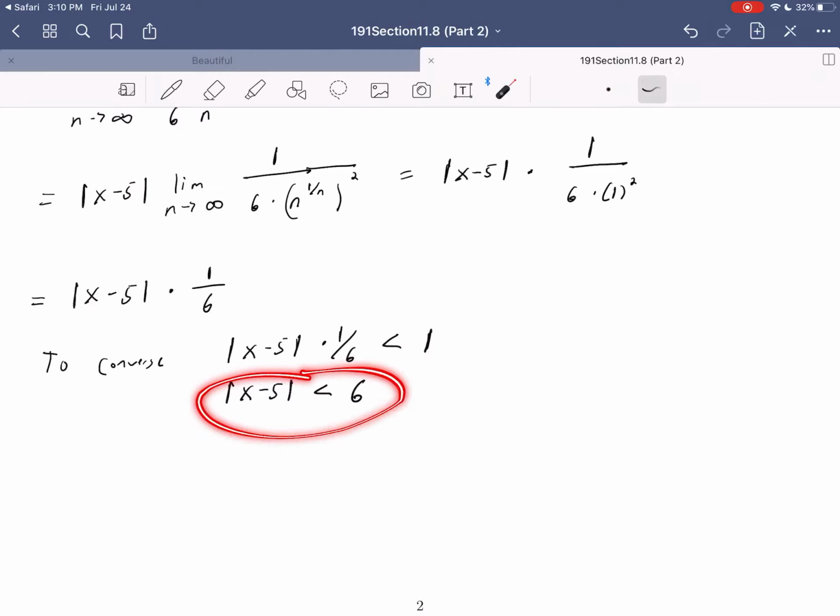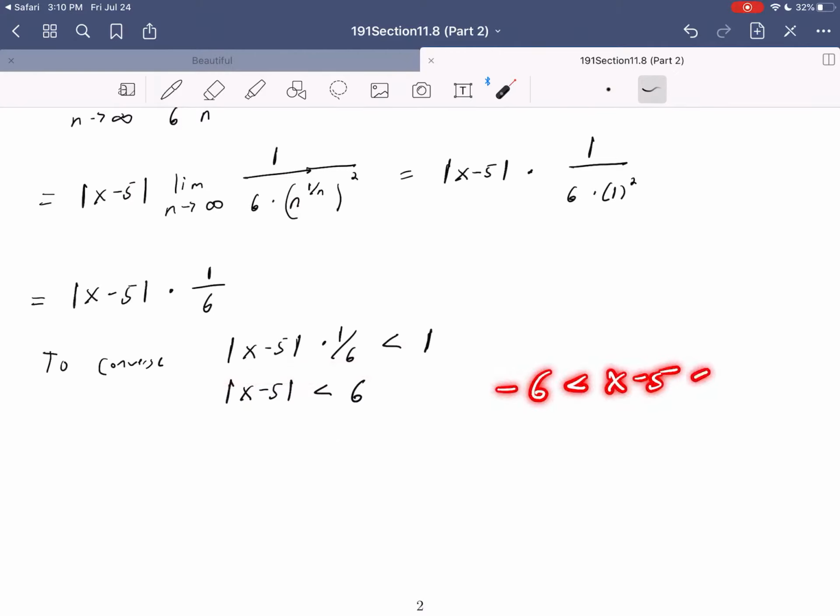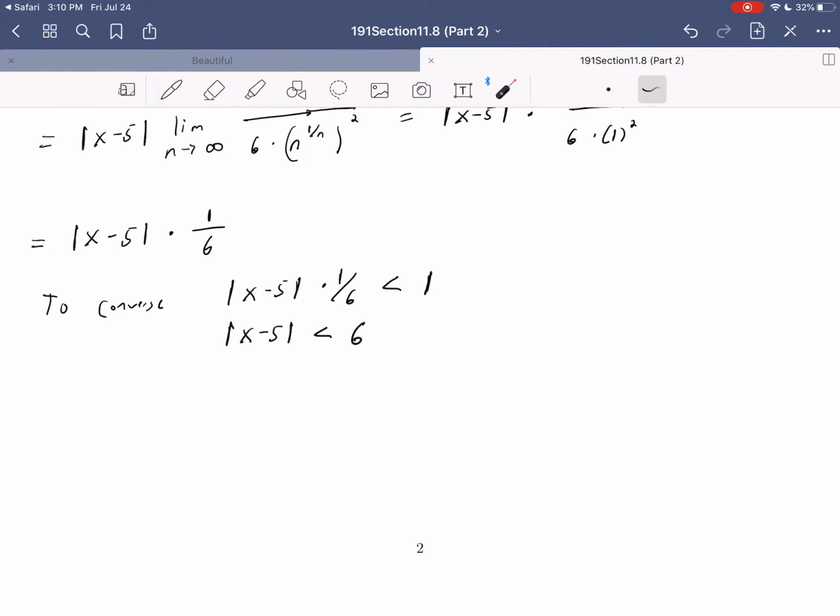Now, we could go ahead and solve this. Remember, you could change this into -6 less than x minus 5 less than 6, like a double inequality, but there's no need to. This actually is the perfect format for us. This is telling us that x can be no more than 6 units from 5. So this right here tells us the radius of convergence. Once we've isolated our absolute value, what is over here is telling us our radius. So we now know that the radius of convergence is 6.